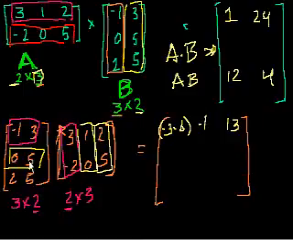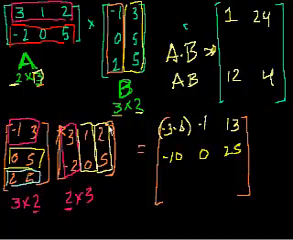So 0, 5. So 0 times 3 plus 5 times minus 2, that's minus 10. Then 0 times 1 plus 5 times 0, that's easy, that's 0. 0 times 2 plus 5 times 5, that's 25. Almost there, almost done. Now we're going to take this row and multiply it times each of these columns.